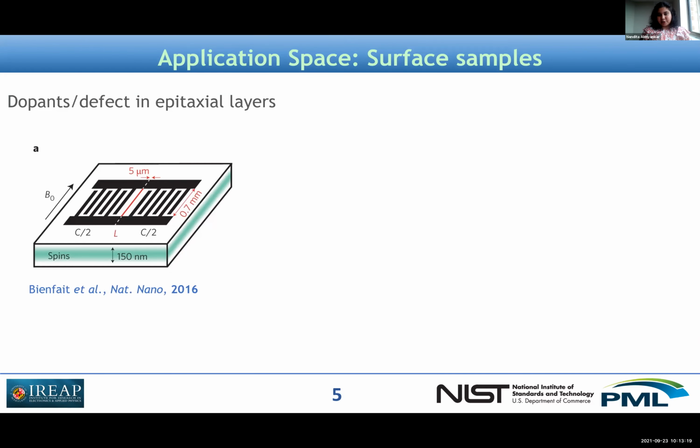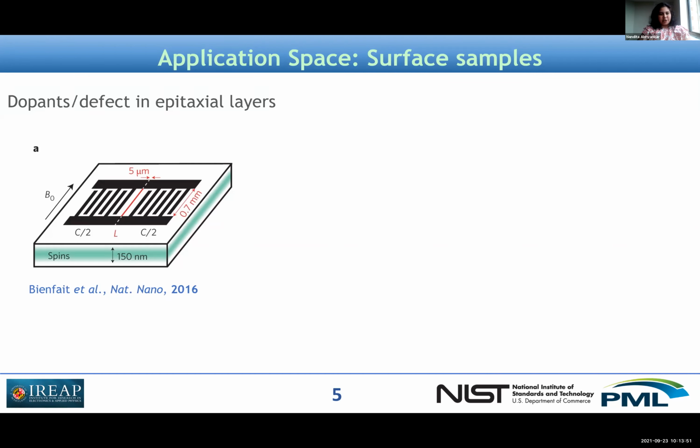The third application space is in surface samples, for example, epitaxial films. And again, if we want to study dopants, so dilute samples in epitaxial films. So this is an interdigitated resonator that was reported a few years ago. And you can see that the extent of the resonator is pretty wide, but the resonator probes only the spins in a layer of thickness 150 nanometers below the resonator surface.